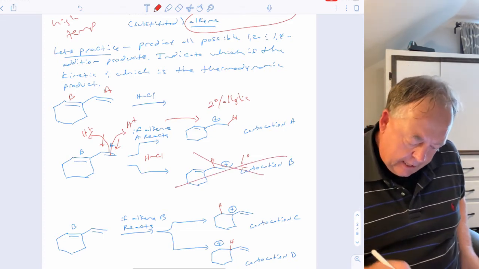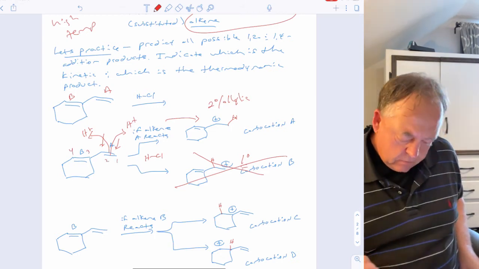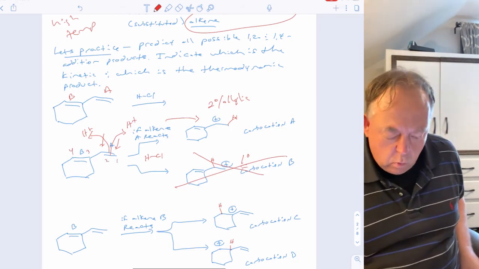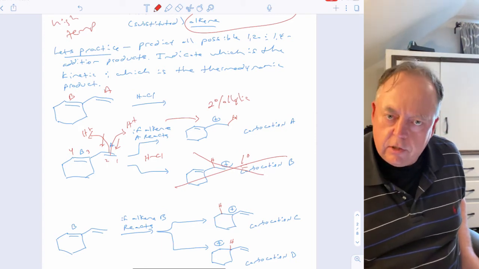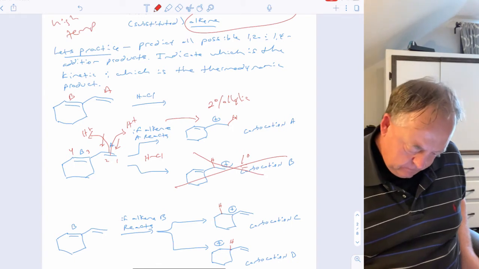So hydrogen is going to add, so the double bond, let's call this 1, 2, 3, 4. So hydrogen is going to go to carbon 1 to lead to the secondary allylic carbocation, and we don't need to consider the other possibility.